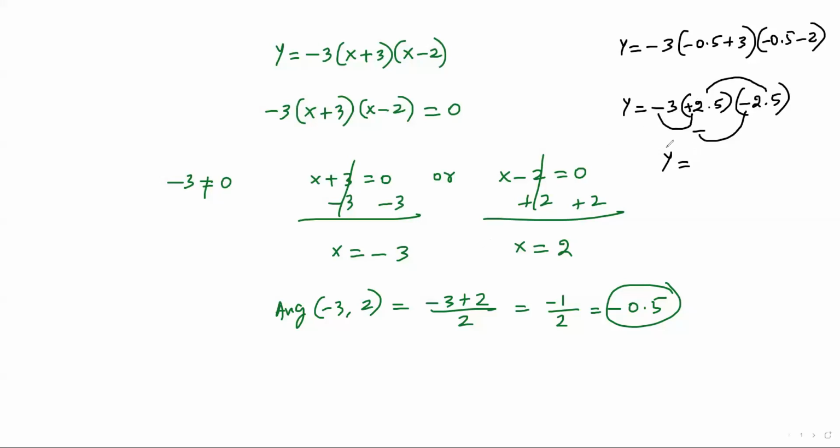When I multiply this 6.25 by 3, I'm getting 18.75. Already we know that the sign is positive because we multiplied the negative and positive and got negative, and when I multiply this negative and negative, I get positive. So the y-coordinate of the vertex is 18.75. Finally, the vertex of the given quadratic function is (negative 0.5, 18.75). We already got the x-coordinate of the vertex, negative 0.5, and now we got the y-coordinate of the vertex, 18.75. So the vertex of the given quadratic function is (negative 0.5, 18.75).